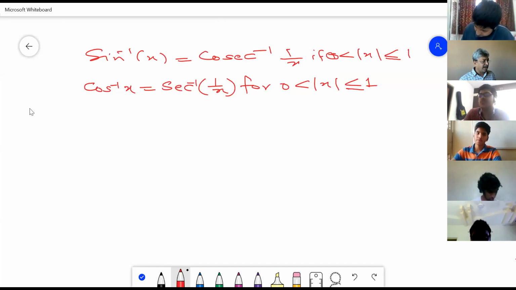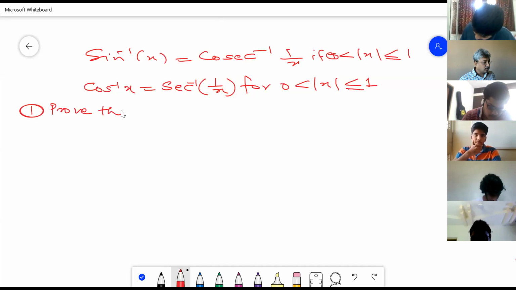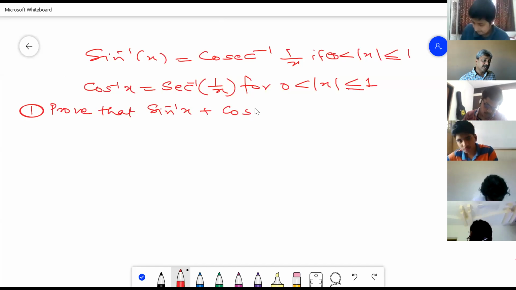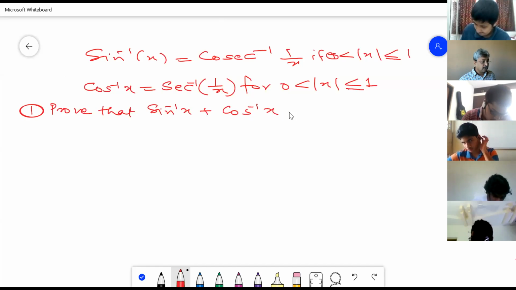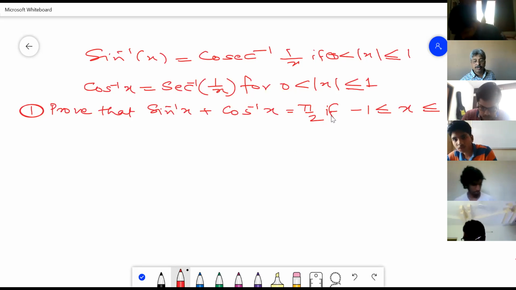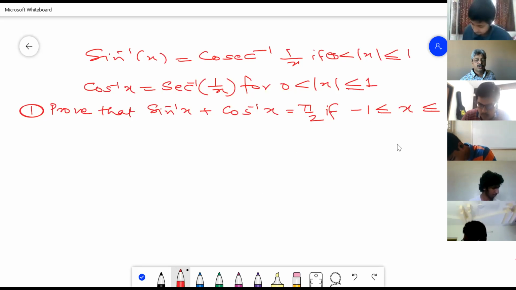So, prove that sin inverse x plus cos inverse x is equal to pi by 2 if minus 1 is less than or equal to x is less than or equal to 1. Now, geometrically as well as algebraically, both proofs you should be able to write very clearly and show it to me.